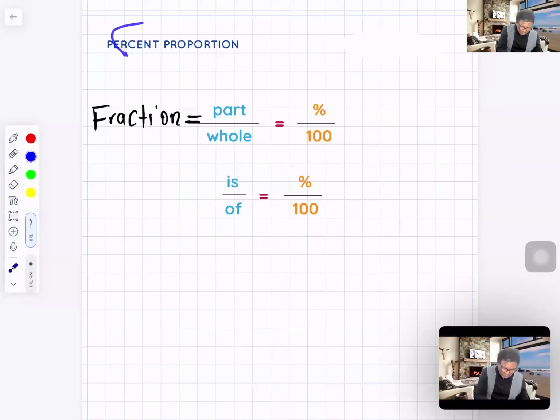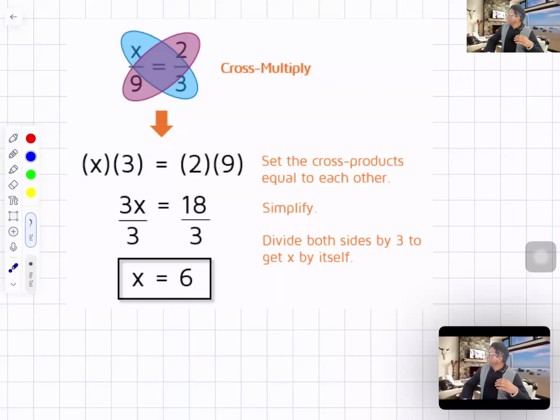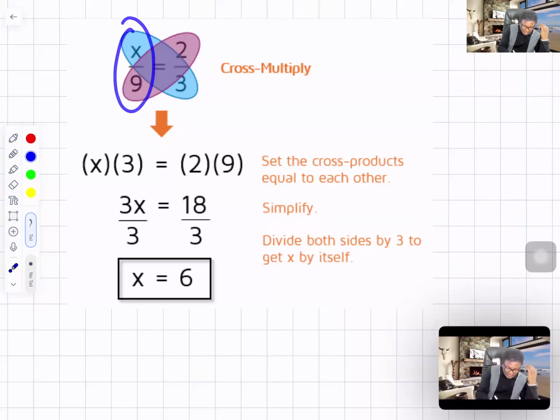So percent, proportion, part over whole. So percent over 100, or is or of. Use that to help you think about it when you see questions. This is a technique that can help you. Cross multiply. X over 9 is equal to 2 over 3. So you cross multiply. X times 3 is equal to 2 times 9.